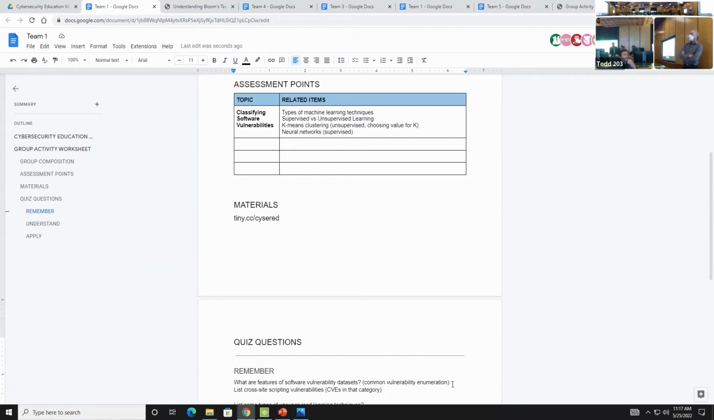Yeah. Because look at how packed this statement is. What are features of software vulnerability data sets? You could ask, someone approaching this might not even know what a software vulnerability data set is. So.